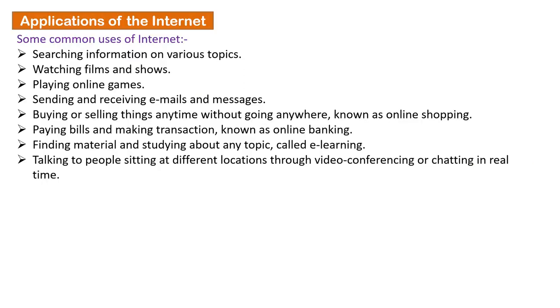What are the uses of internet? Applications of internet. We can search information on various topics. We can watch films and shows online on YouTube, Netflix, Amazon Prime. We can play online games. We can send and receive emails and messages, instant messages also, on various platforms like WhatsApp, Facebook Messenger.